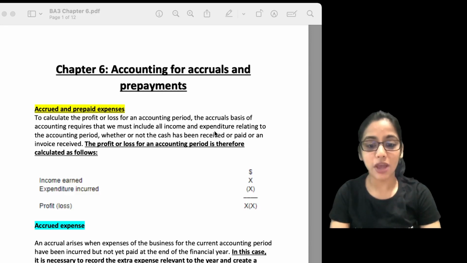So let's begin with chapter 6. The name of this chapter is Accruals and Prepayments.